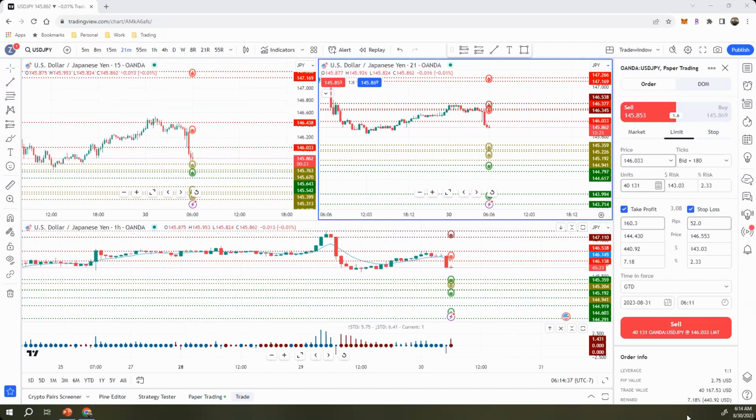I'm sorry, guys. Looks like my headphones cut out for a second there. I'm back though. So we were getting to the point where we're going to be entering this trade.